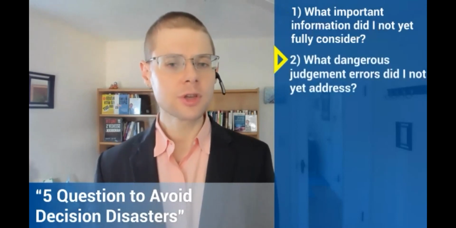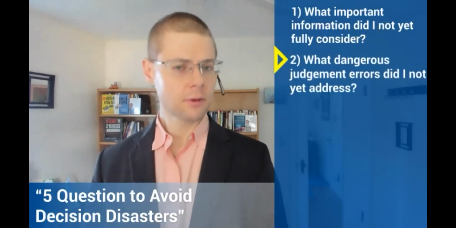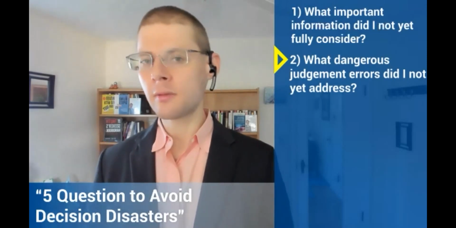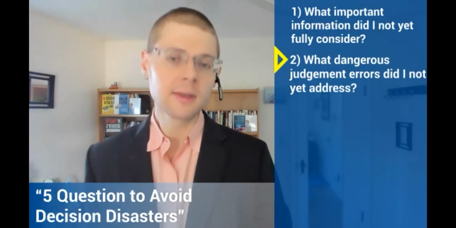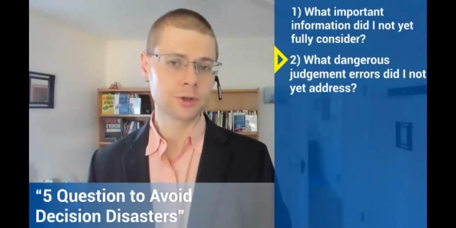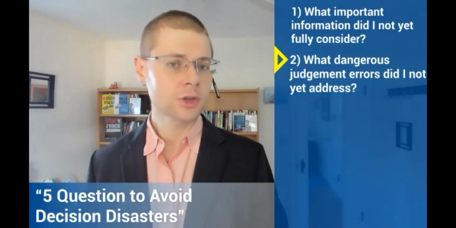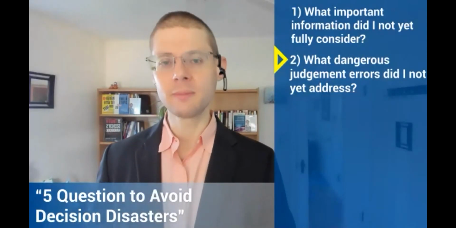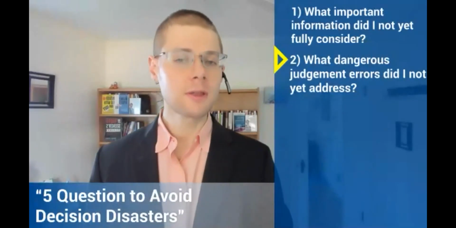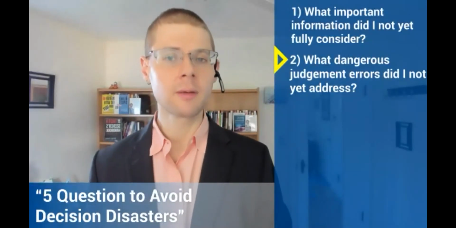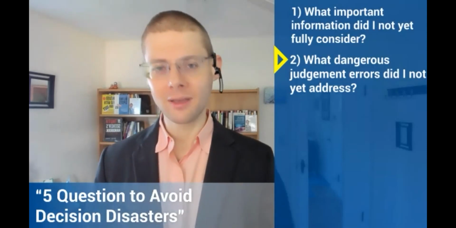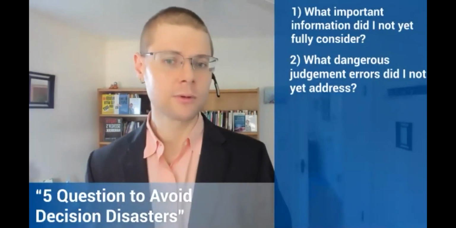Then, what dangerous judgment errors didn't I yet address? So if you're writing this email, I mentioned confirmation bias, and then another one might be illusion of transparency. Maybe there is a horns effect going on. Maybe they're feeling negative towards you because you are an HR person and they're a faculty member and they're feeling like you're on different sides. So you want to make sure to convey that you're on their side and that you're helping them address problems that they would experience if they're not taking your advice into account.